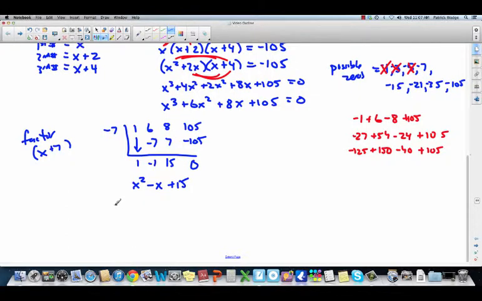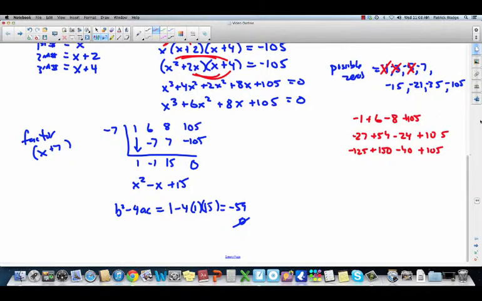Before we use the quadratic formula, though, let's just check by using the discriminant. b squared, that's negative 1 squared, which is 1, minus 4 times a, which is 1, times c, which is 15. You end up with negative 59. It's less than 0. Remember what that means? No real solutions. So the only real solution you get is that x plus 7 is the only factor, which means the only actual x we have is negative 7. Our answer is negative 7.